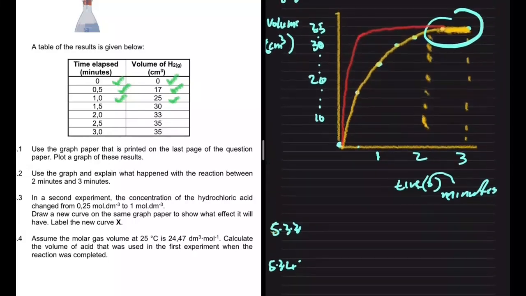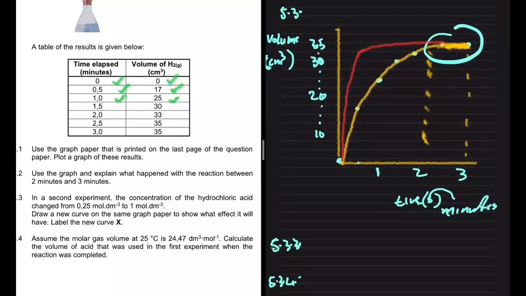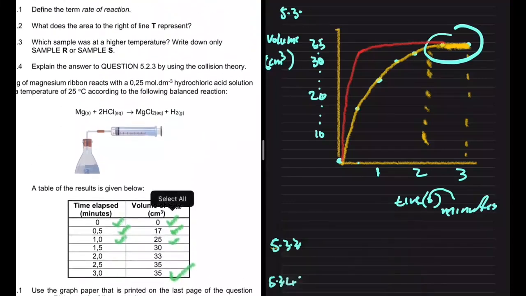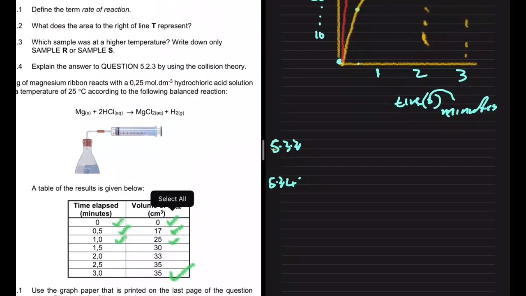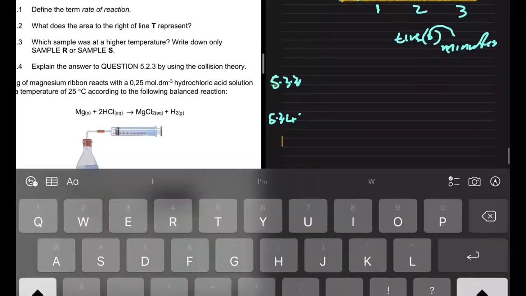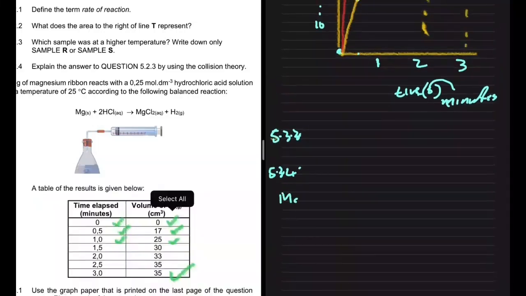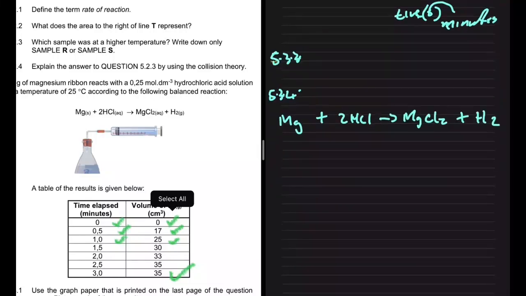So in the first experiment, we have a volume at the end of our reaction, which is 35 centimeter cube of H2, right? Let me just copy down that equation again. So we have Mg plus 2HCl, and we get MgCl2 plus H2. At the end of our reaction, we have some volume of H2, which is 35 centimeter cube.